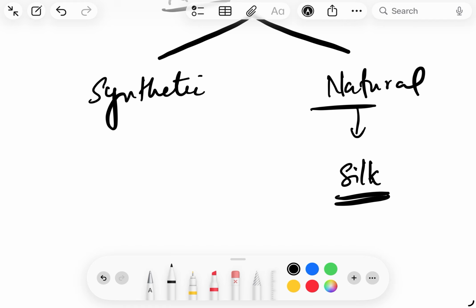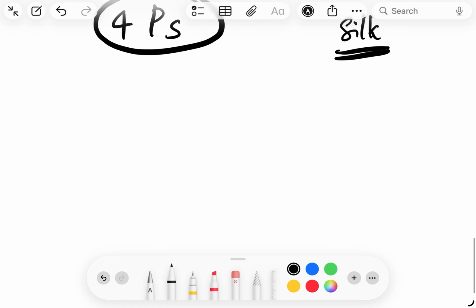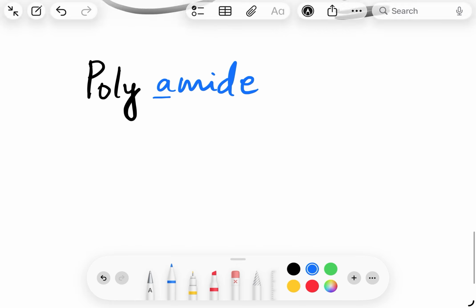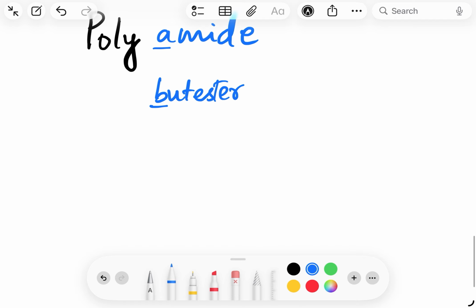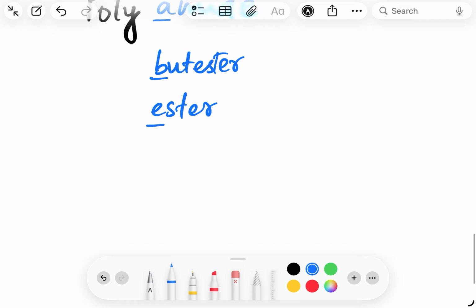So synthetic, we have the 4 P's. So what are the 4 P's? Just remember, P is for poly. The rest I'll write. One is polyamide. Start with A. Next is polybutester. Next is polyester. Next is polypropylene.